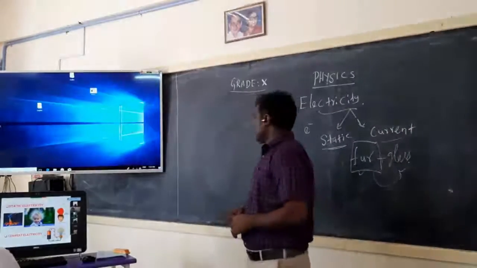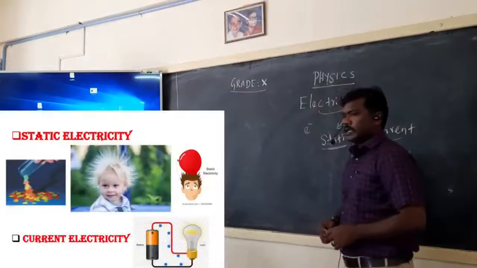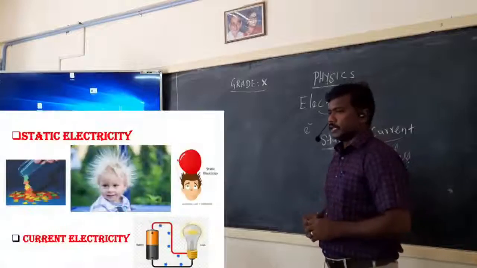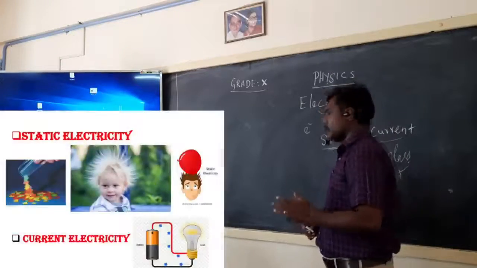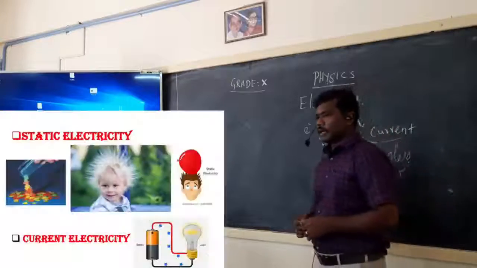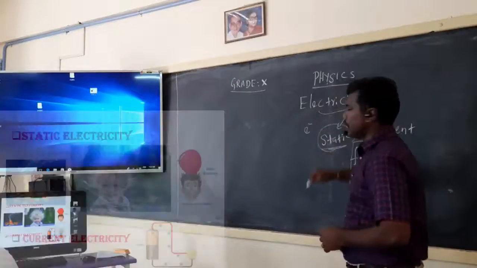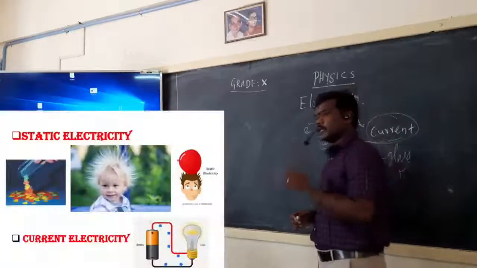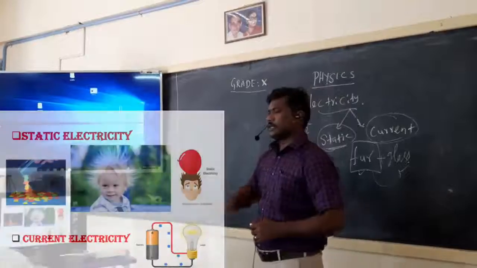Okay. So static electricity is the characteristic study of the rest charges. Maybe they will ask in a 1 mark question what is meant by static electricity and what is meant by current electricity. Static electricity is with respect to the rest charges. Current electricity is with respect to the charges when they are in motion. Okay, see the PPT.